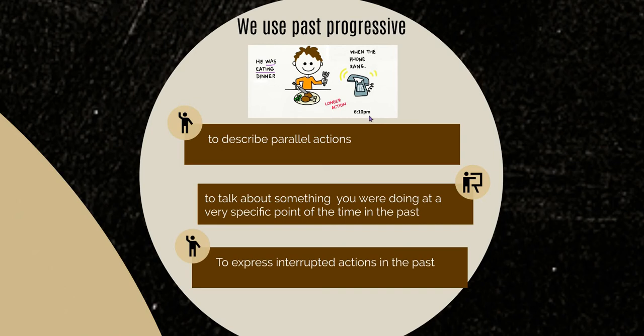And finally, we also use past progressive to express interrupted actions in the past. Look at this. He was eating dinner when the phone rang. So it means the first action was interrupted by the second action.